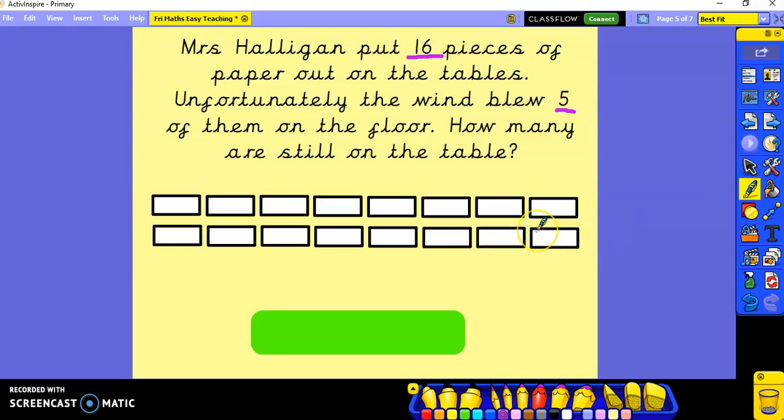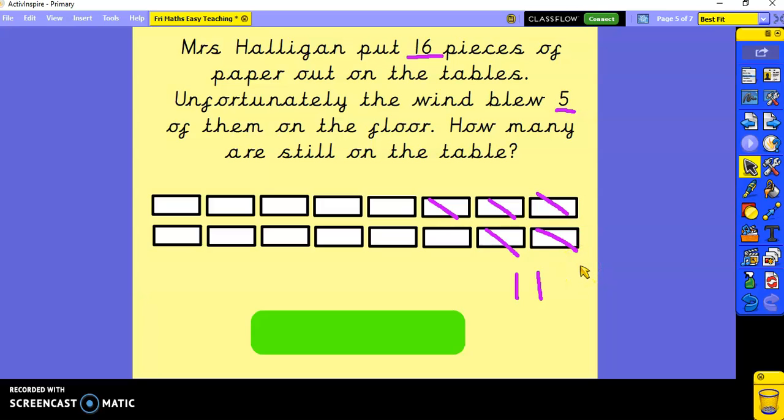Right, let's have a look. So 16, take away 1, 2, 3, 4, 5. And let's see what's left. We've got 1, 2, 3, 4, 5, 6, 7, 8, 9, 10, 11. There are 11 pieces of paper left on the table.